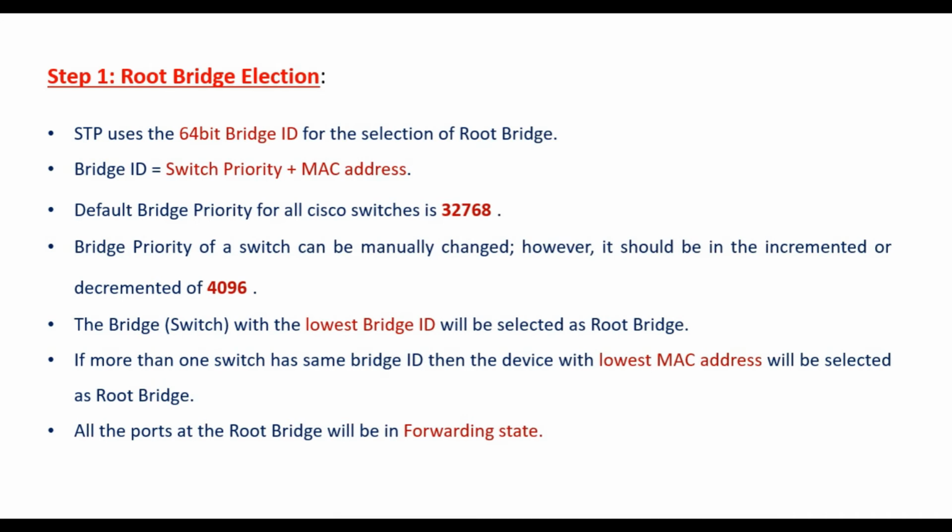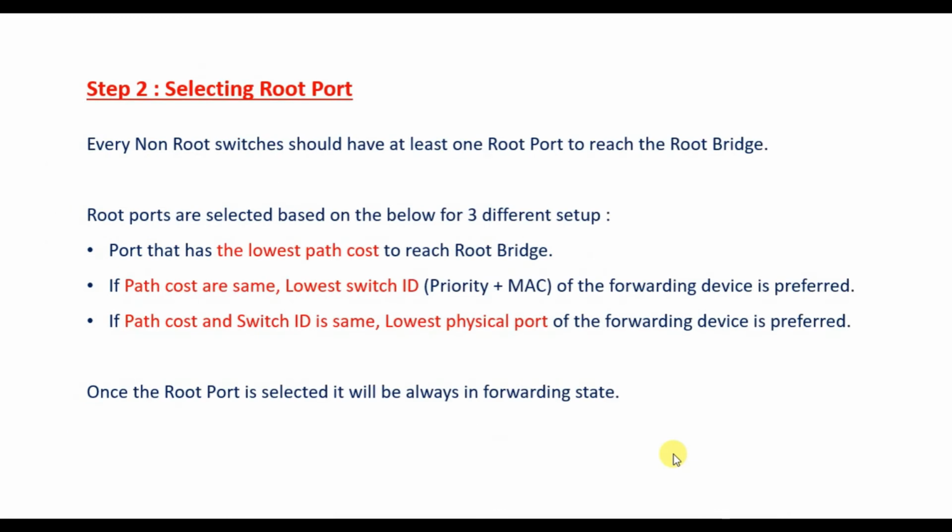Bridge ID is nothing but the switch priority and the MAC address. A device which has the least bridge ID will be elected as the root bridge. If the switch priority value is the default and common in all the devices, then the tiebreaker is the MAC address. The device which has the least MAC address will be elected as the root bridge. So let's go to step two, the root port election.